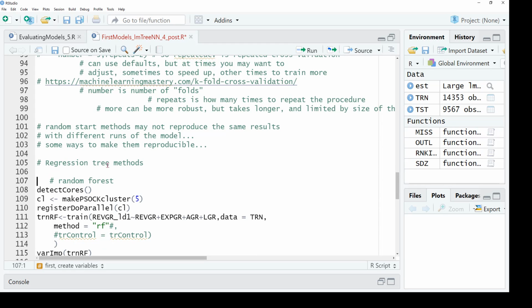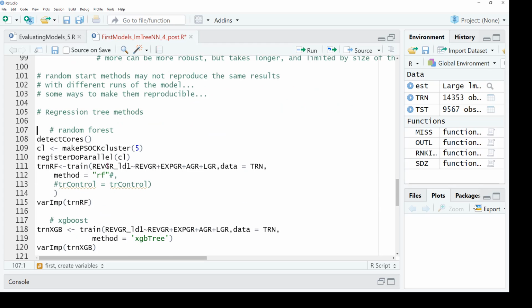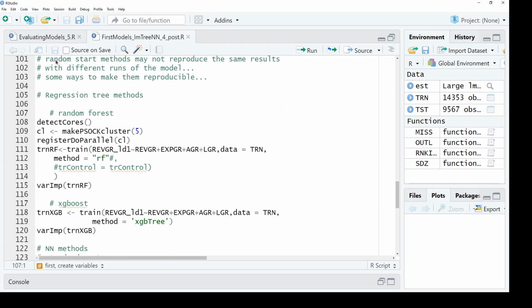We're going to work on one of the forest-based methods, the tree-based methods. And the first one we're going to use is called random forest, which just does a bunch of regression trees.